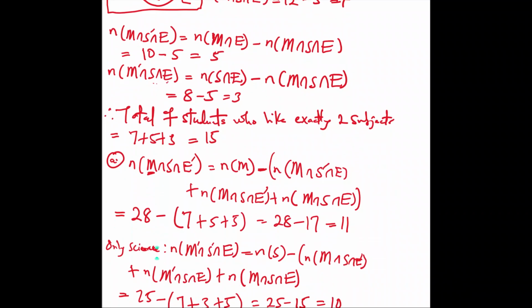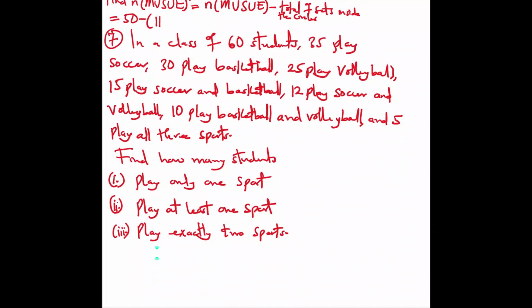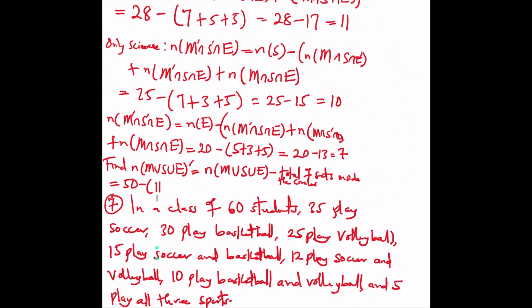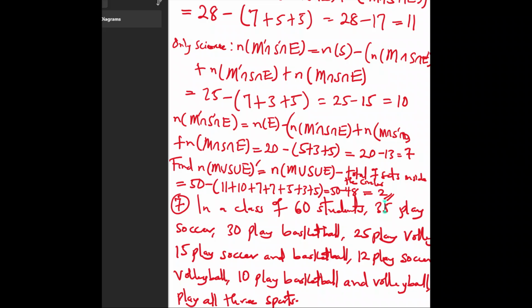So now let's put all the things inside the circles, plus the ones that we found, plus the ones who like exactly 2 subjects, plus the ones who like only 1 subject. We're going to add up everything and then subtract from the total number of students. So that'll be 50 minus 11 plus 10 plus 7 plus 7 plus 5 plus 3 plus 5. Okay, so if we add up all this inside the bracket, that will be 48. So that'll be 50 minus 48. So the number of students who like none of the subjects is 2. Okay, just 2 students. Sorry.